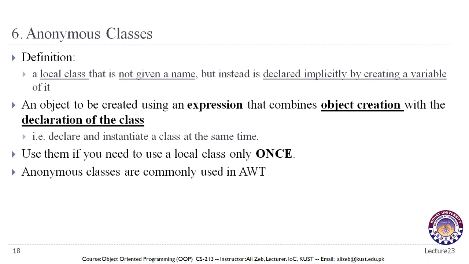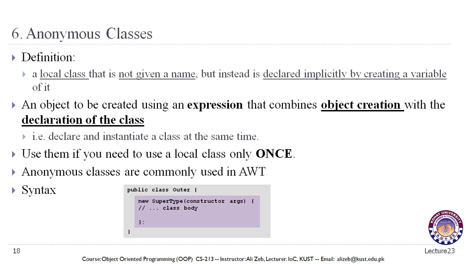Anonymous classes are commonly used in AWT, as we have been seeing in our examples from our previous lectures, while we were working with graphical user interface programming. The syntax is, for example, we have a class outer, and we can directly declare and create the class, as we can see in this statement, as we have been seeing for declaring objects.